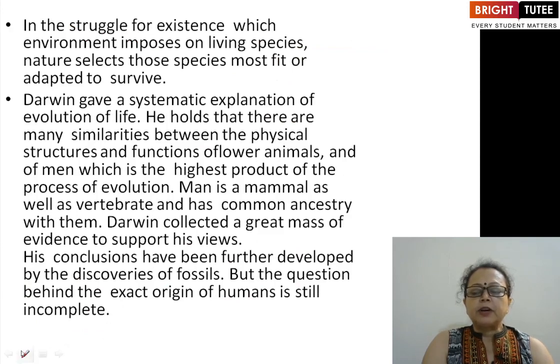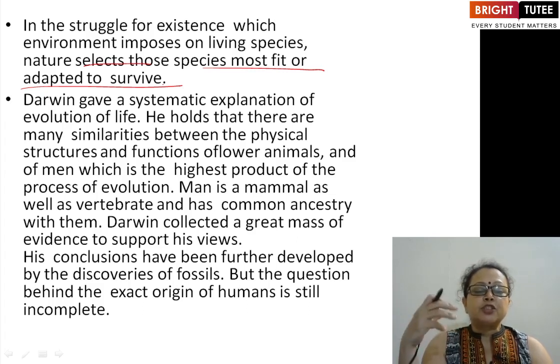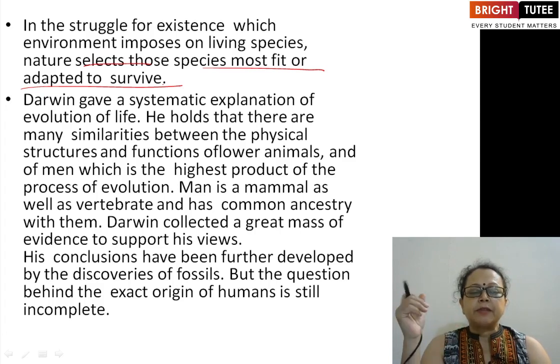In the struggle for existence, the environment imposes on living species, and nature selects those species most fit or adapted to survive. Species which are most fit or adaptive, which can accept change, can survive. So Darwin gave a systematic explanation of the evolution of life.